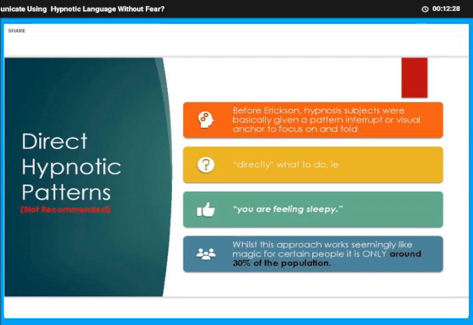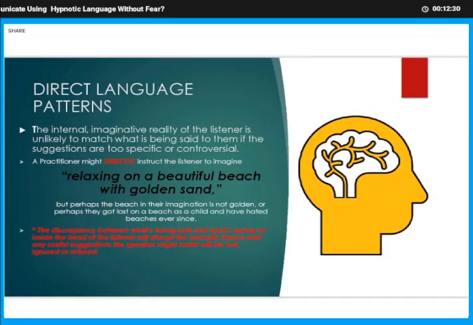All right, let's go to the next slide. Okay, so this is a little bit more on direct language patterns.